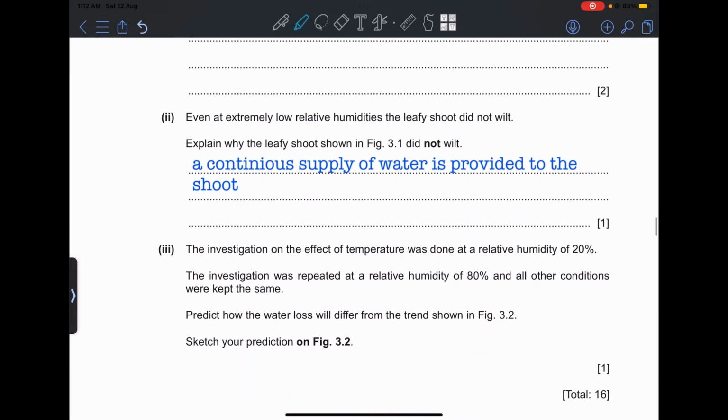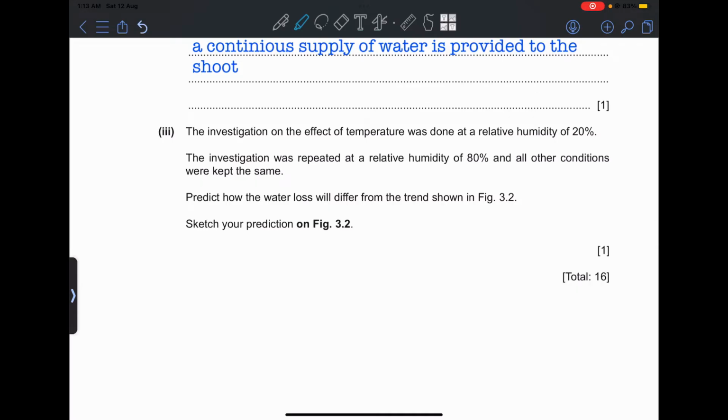So we can say that there is a continuous supply of water that is provided. As we all know, wilting occurs because of a loss of water, or the plant cells become plasmolysed. This is because there is an absence of water in the leaf. This can occur when, for example, if you have a plant at home and you don't water it, it will wilt and dry. So we all saw this before. This is the reason for wilting. So if there is water provided, of course there will not be any wilting.